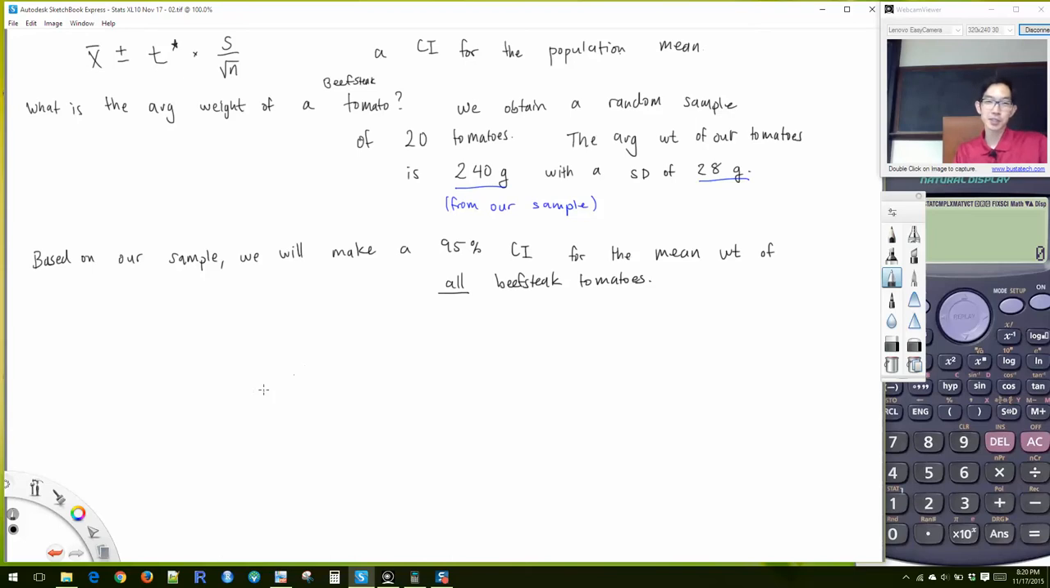Okay, so what goes in the middle of our interval here? Let's do what I recommend. Let's list off the pieces of data that we have. We have x bar, we have s, we have n, and then we will find t star. Okay, so what is our x bar equal to? Right? This is the mean, 240. What is S? 28, the standard deviation of our sample. What's N? 20, sample size. And T star, we've got to go to our T table.